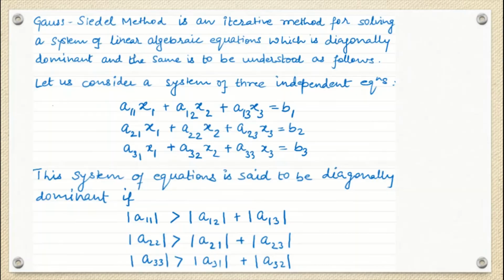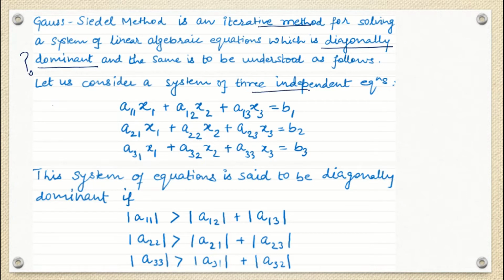So we are going to see the process of the Gauss-Seidel method. What is this Gauss-Seidel method? This is an iterative method for solving a system of linear algebraic equations which is diagonally dominant. So this is the prerequisite. We have to have a diagonally dominant system of equations. So we are going to see what these diagonally dominant equations are.